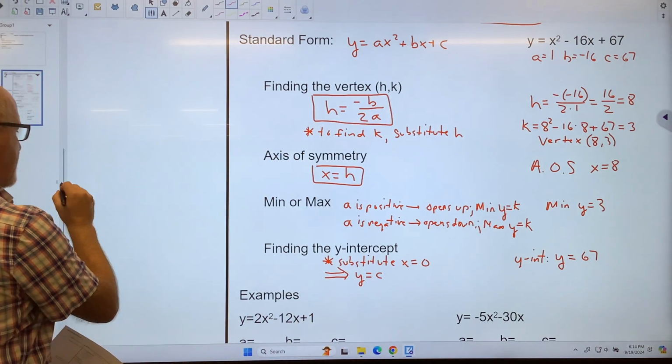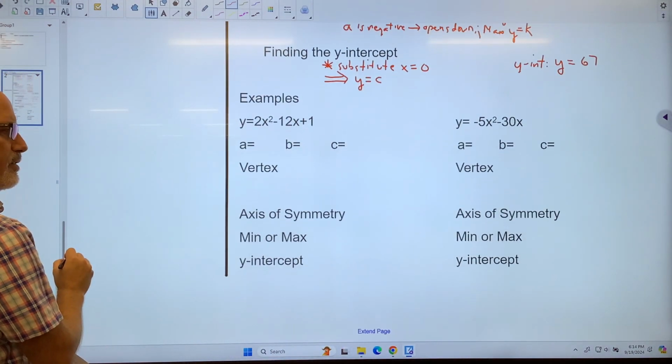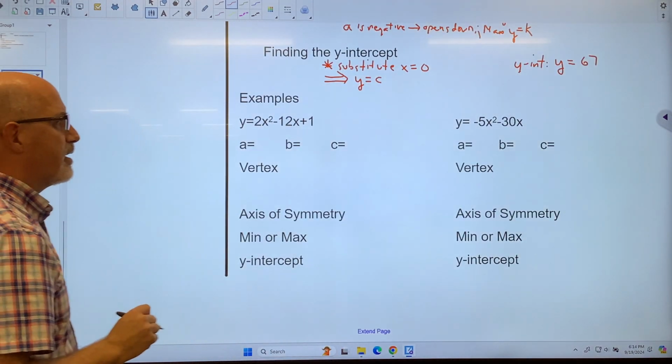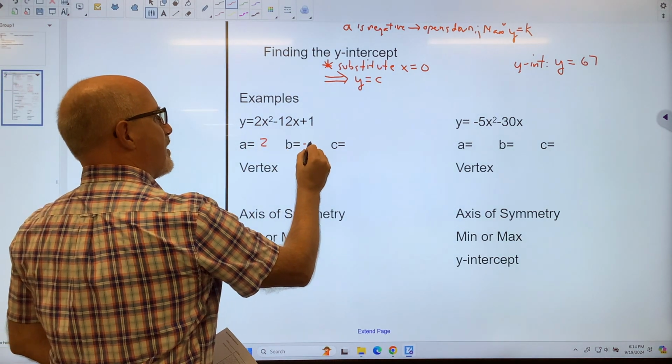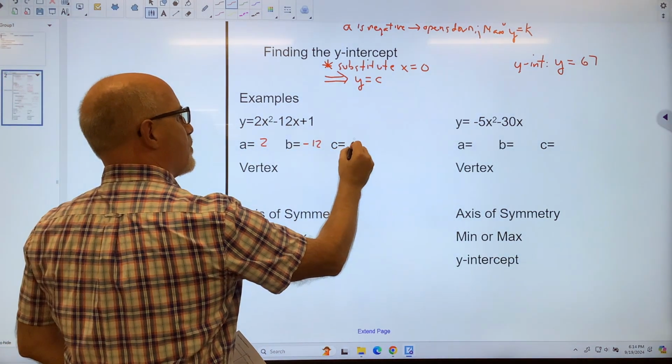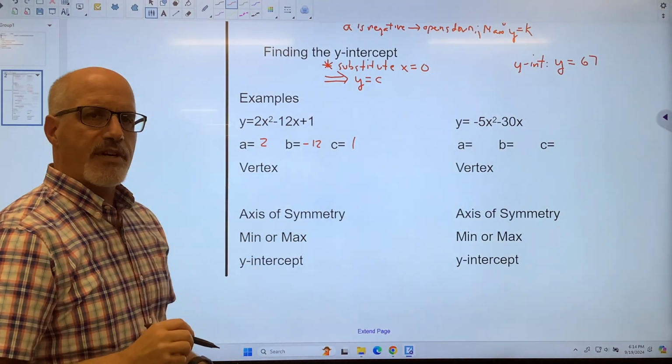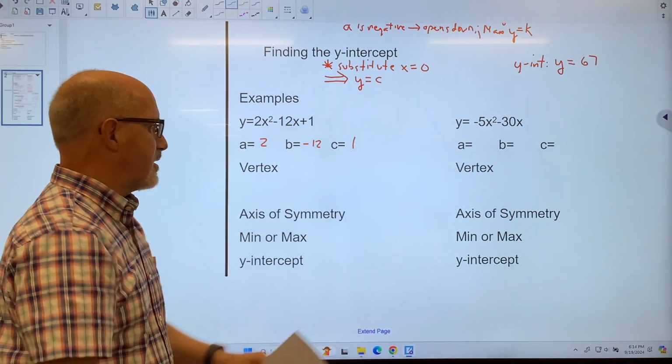All right, let's do some examples. Let's do 2 down here using the information we just did. So my a here is 2, my b is -12, and my c is 1. Those are the coefficients in front of the x squared, the x, and the constant out there.